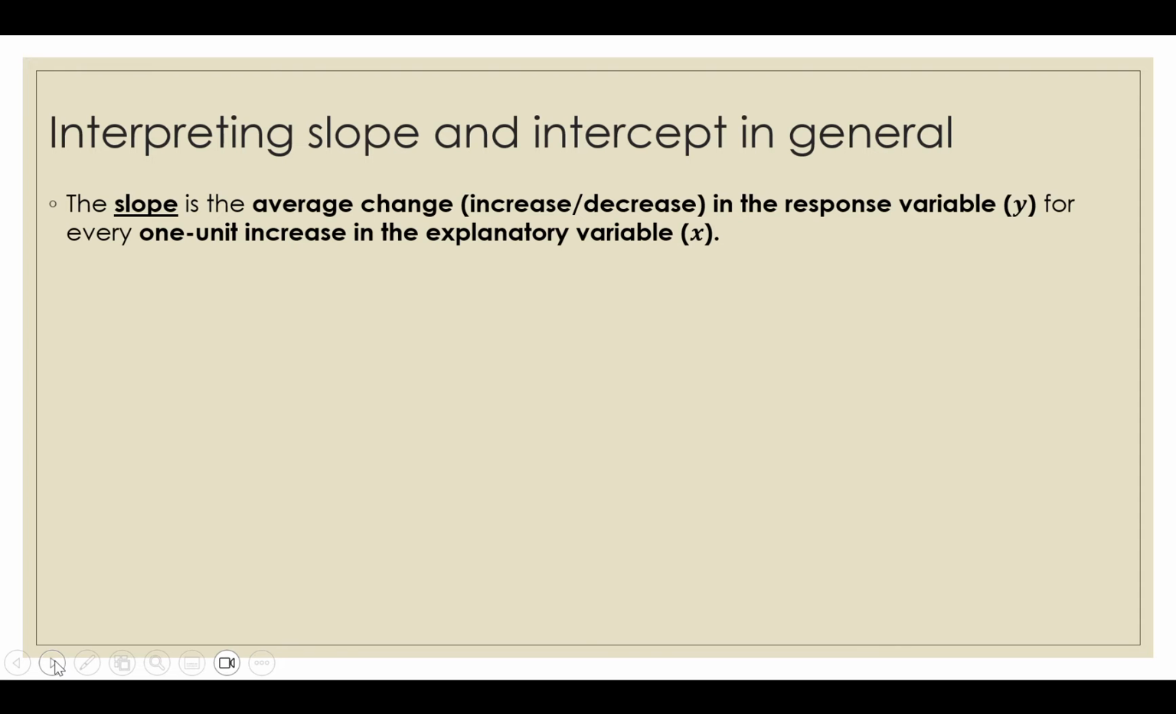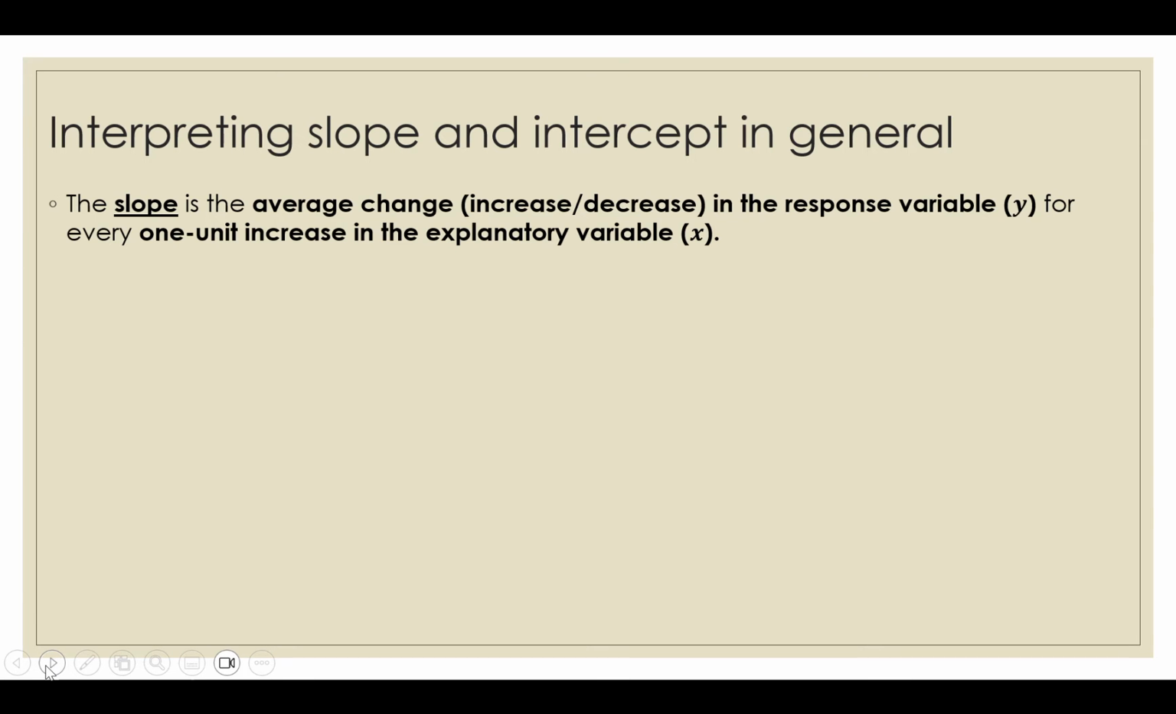So there's a sentence which you could then start to use, similar to our coefficient of determination. So the slope is the average change. It could be an increase or it could be a decrease. We saw a decrease in that last example. In the response variable, or y, whatever that would be, for every 1 unit increase in the explanatory variable. All right, so it would always be for every 1 unit increase in the explanatory.